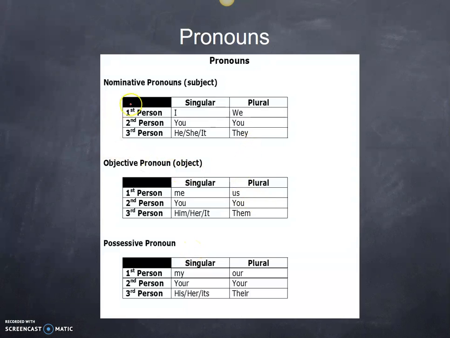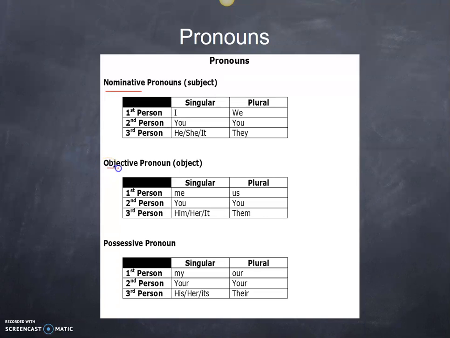Here's a little handy list. We use different pronouns depending on the position that it is in the sentence. So we have this thing called nominative pronouns. Now, nominative is just a fancy word for subject. So if our pronoun is the subject of the sentence, we need to make sure that we are using a pronoun from this list. And as we learned last time, we have singular, meaning one, plural, meaning more than one. So if we had one person, we could use I, you, he, she, it. If we had multiple people, we could use we, you, they.